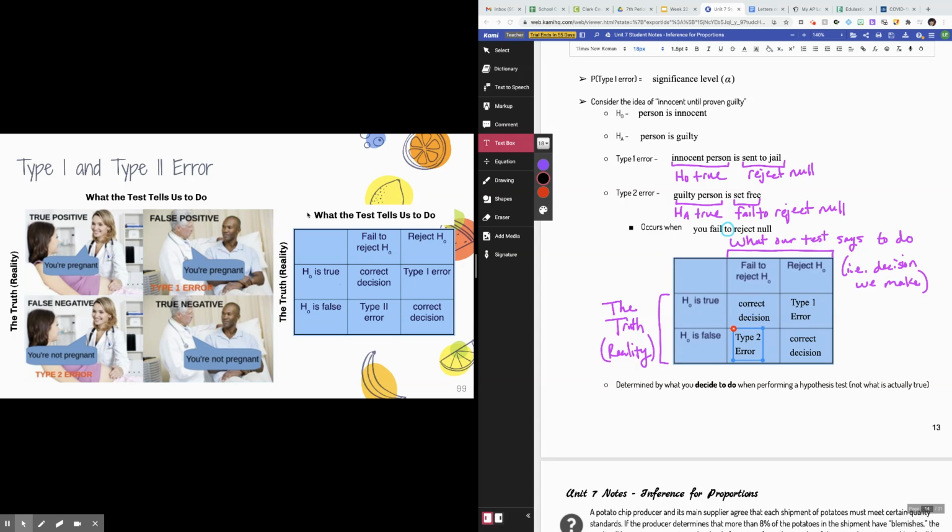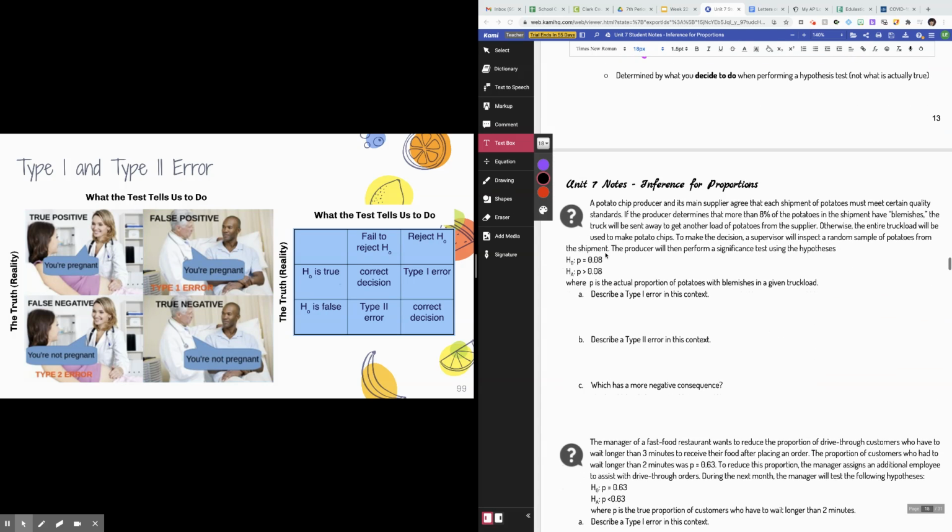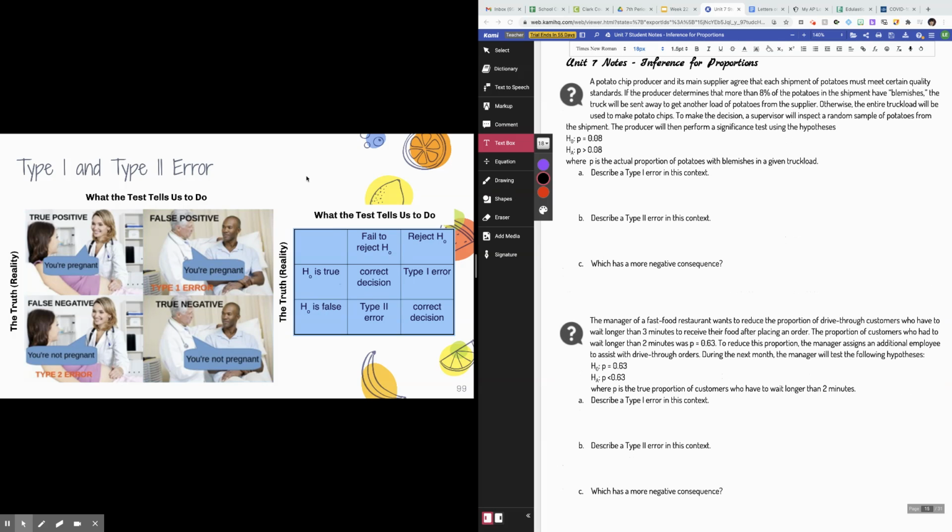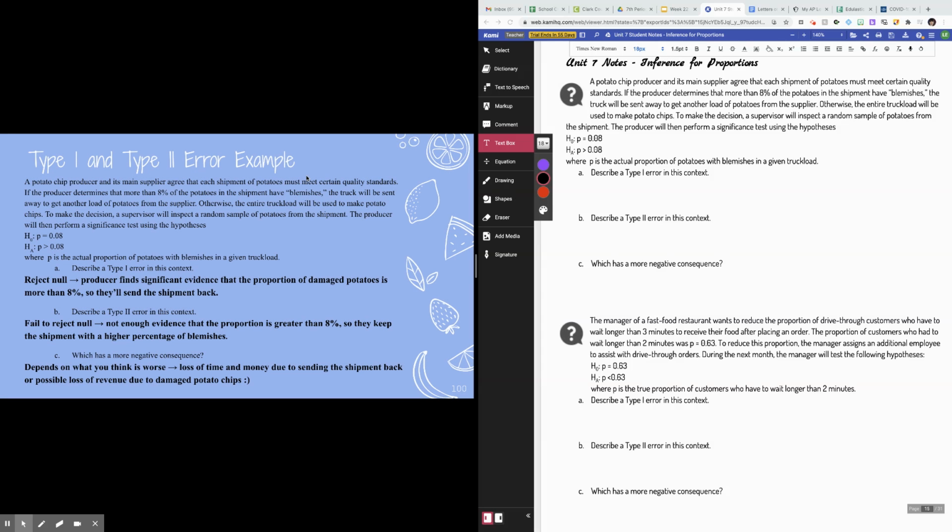Depending on the context of the problem, which error is worse will end up changing. So that's what we're going to look at in this example right here. Here's what's going on in this scenario. We have this potato chip producer. Typically, when potato chips are made, they get potatoes from some supplier in a big shipment, and then they turn them into potato chips.